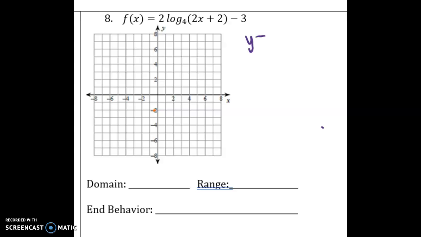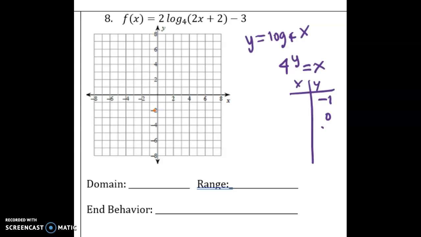Here, your parent function, y equals the log base 4 of x. So it's 4 to the y power equals x. And we'll make our table. So we're 1/4, 1, and 4. We can plot those. And we're going to do a lot of things with this graph. Maybe I won't even bother plotting it. It might make life more confusing.